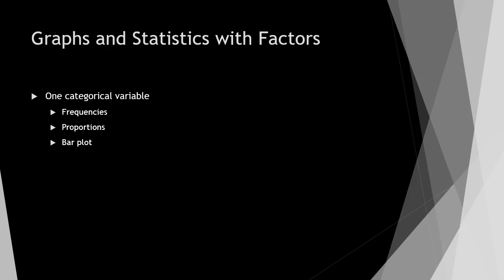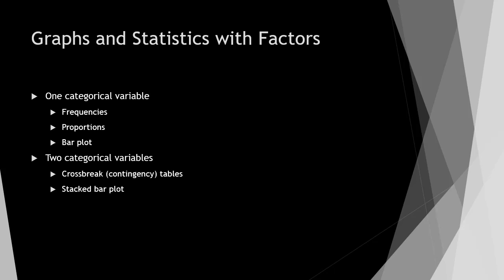Factors are categorical variables. So if all we have is a single categorical variable, that means we're looking at a single factor. What statistics can we look at for a single categorical variable? Frequencies and proportions. That's about it. Graphically, we can use a bar graph or a bar plot to look graphically at frequencies, or, as I prefer because it takes out the effective sample size, to look graphically at proportions.